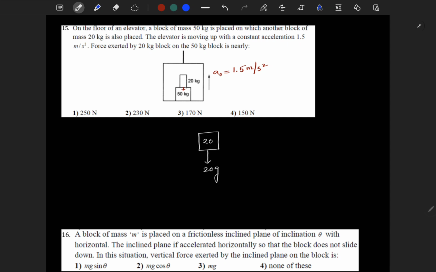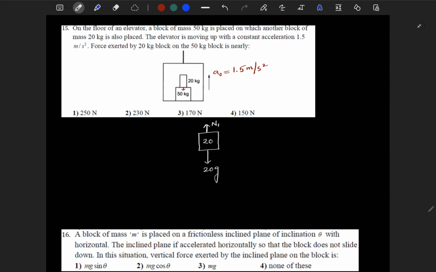The normal force given by 20 on 50 is the same as the normal force given by 50 on 20. So if you can find either, they are still the same, but the directions are different. So this is the normal given by 50 on 20, which I am writing as n1. So we are supposed to find n1.